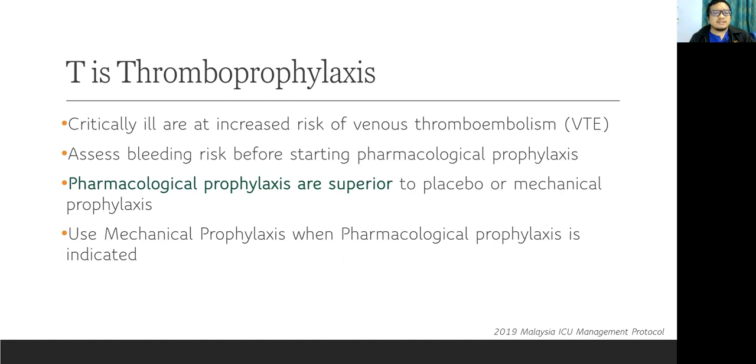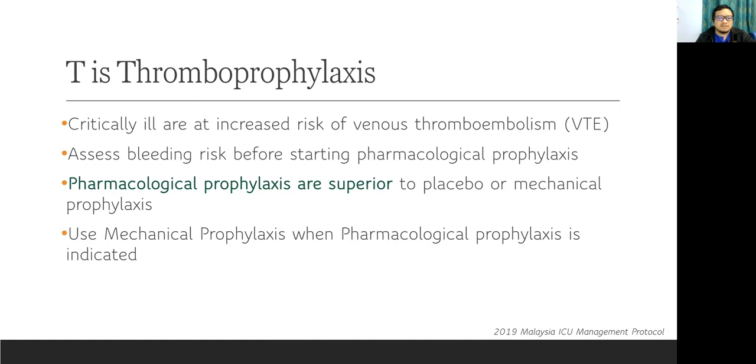FAST, T is thromboprophylaxis. Okay, as you know, critically ill patients are not mobilizing, lying on the bed all the time, and they have multiple illness, a lot of inflammation inside the body, the blood is not moving well, so they have increased risk of venous thromboembolism. Before you start any prophylaxis, you have to assess the bleeding risk, okay? You have to know that pharmacological prophylaxis is superior to placebo or mechanical prophylaxis. So as much as possible, we have to start the patients on pharmacological prophylaxis. This is becoming almost compulsory already, okay?